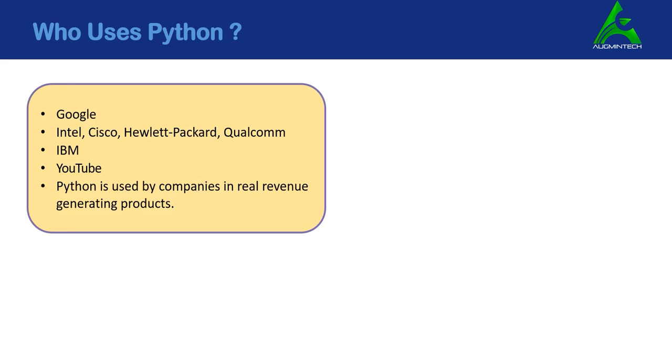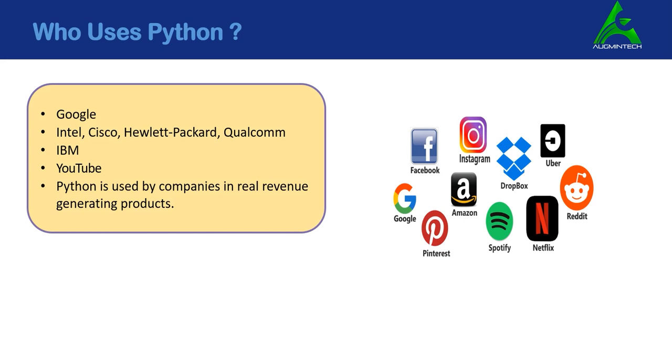And apart from these, there are so many other companies using Python. We have Facebook, Instagram, Pinterest, Amazon, Uber, Spotify, NASA, Dropbox, Reddit, Netflix, and so on. These companies are generating real revenue, meaning they are earning a lot of money using the Python programming language in one way or another. They are using Python as a main language or at least as a supporting language.